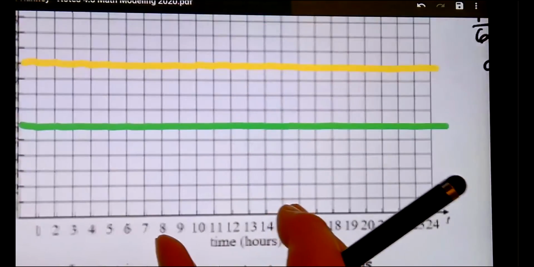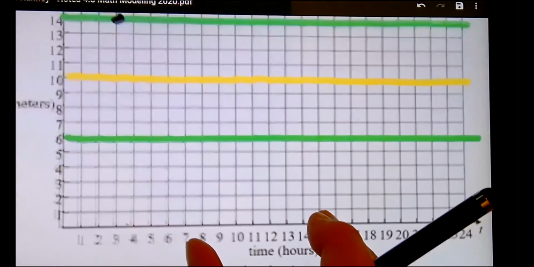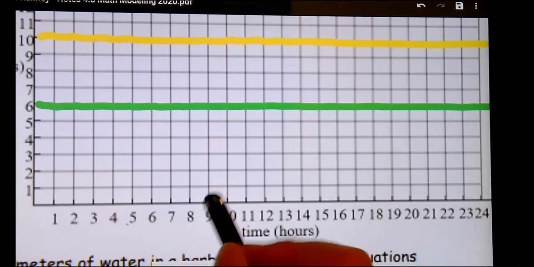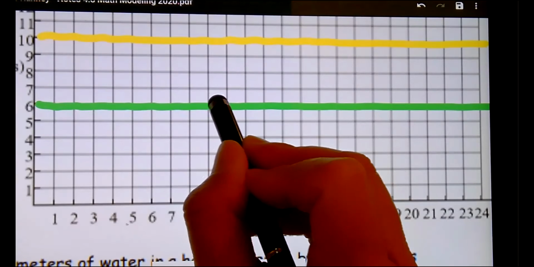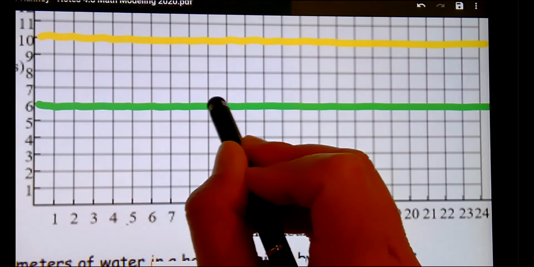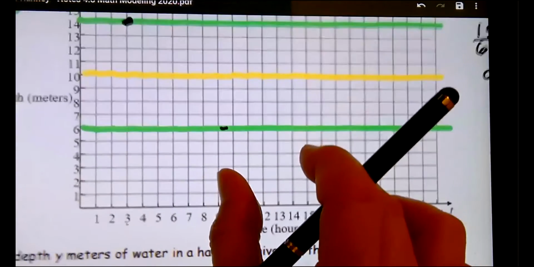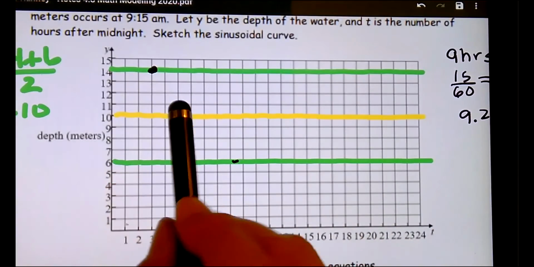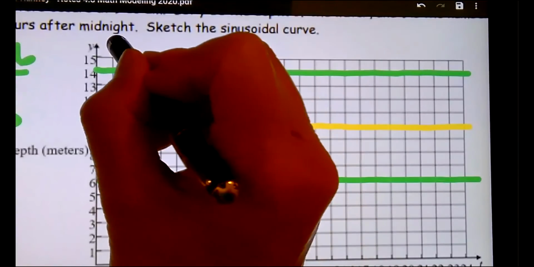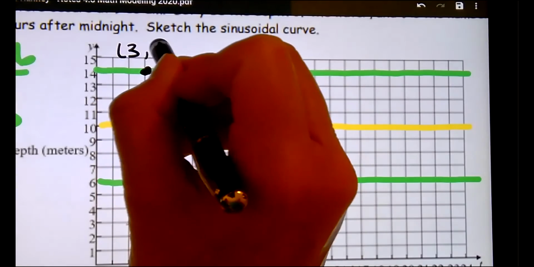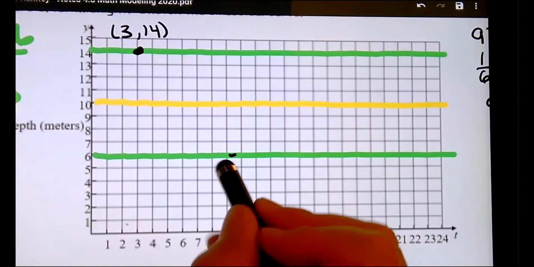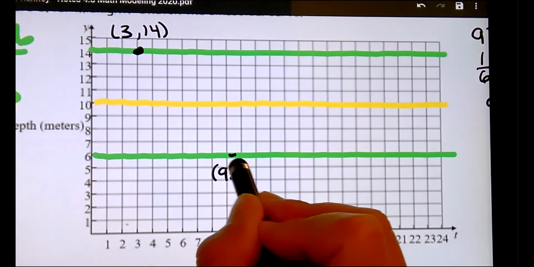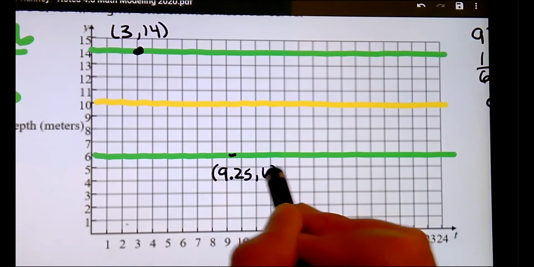I'm going to zoom in a little so I can see that a little better. And I want my low. And so my low is going to be about here, let's say. Okay, and I'm going to put numbers here so I know where I am. So I'm going to put here that this is at 3, 14. This one down here is 9.25, 6.